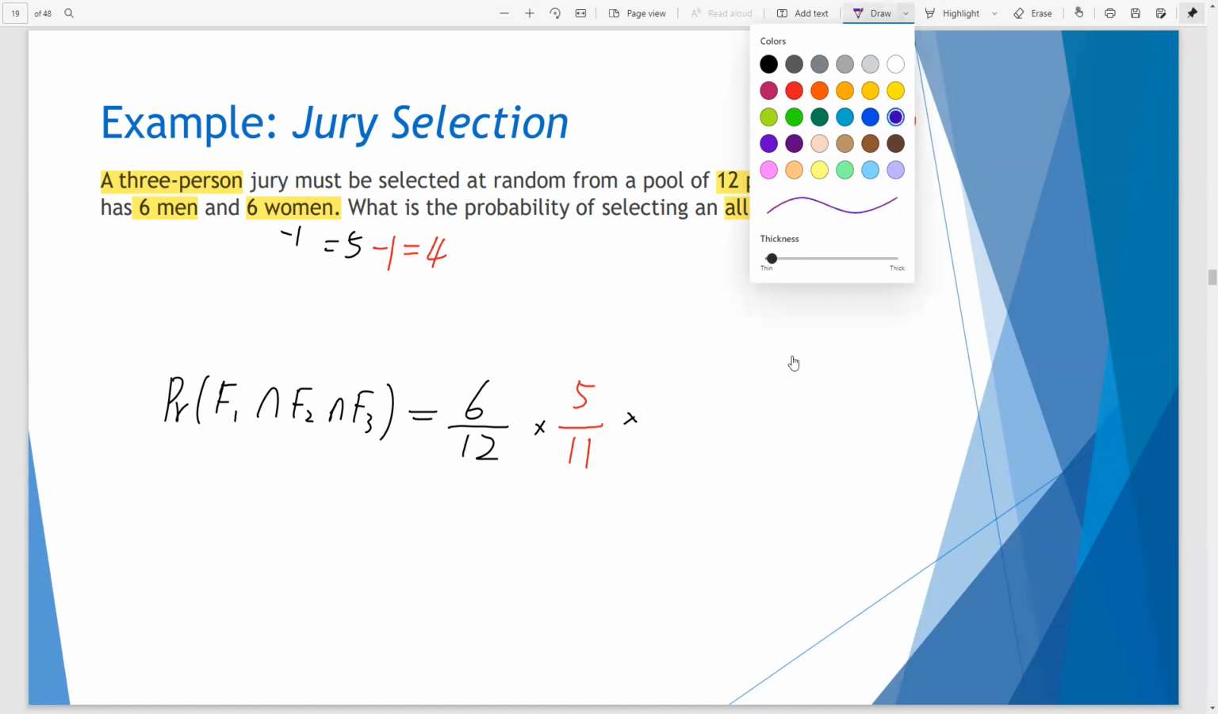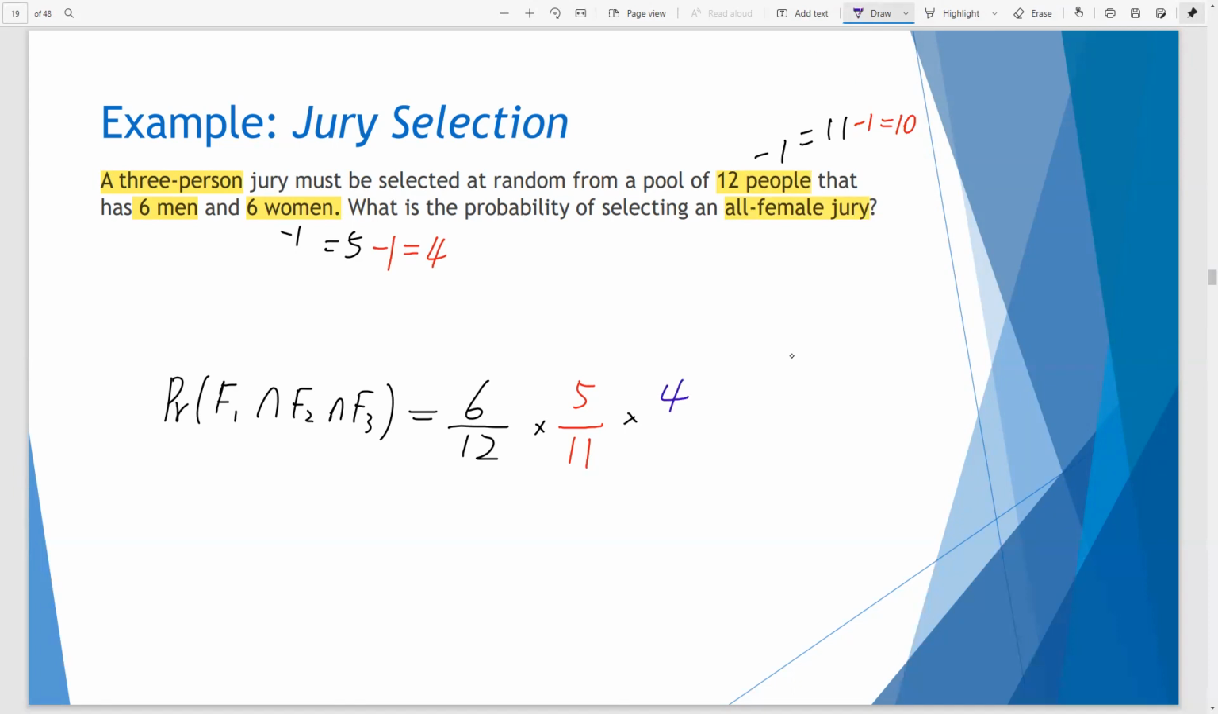Then finally, the third step. Right? So the third step will be chosen from 4 women out of 10. How many remains? We actually do not care about that afterwards, right? Because that's just 3 persons need to be chosen.